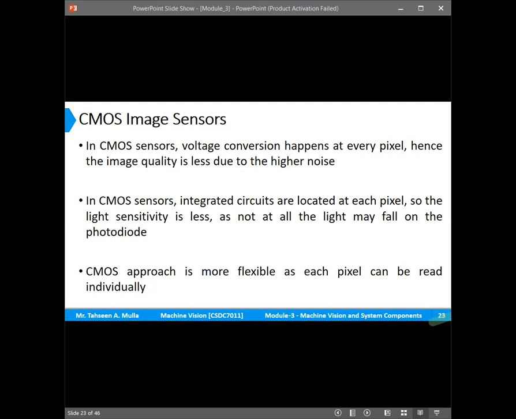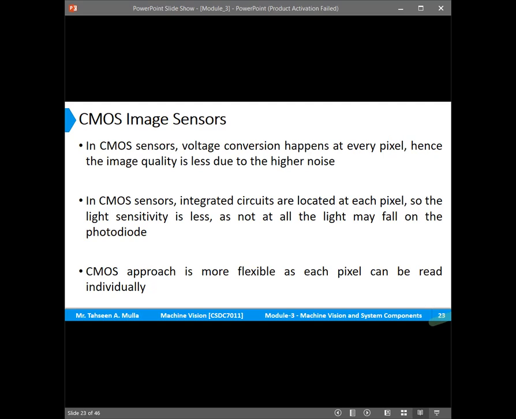You will see further that both technologies, CCD and CMOS, are being used together. That is the high quality from CCD and the faster speed and less power consumption of CMOS. So this will give us a very good approach, storing the image at higher quality, consuming less power, and with a faster transfer speed.